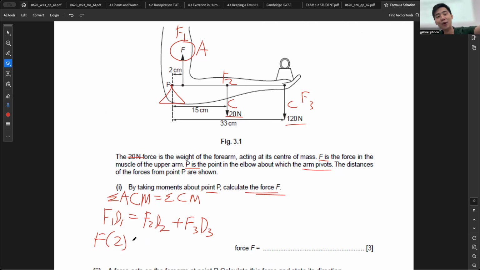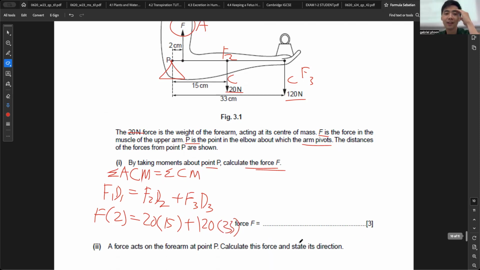F2 is how much? 20. D2 is how much? D2 is 15? Not 50. That's 33. I'm right, that's 33. Last chance for you. F3, how much? 120. Good. And the distance, how much? 33. Yes, right.